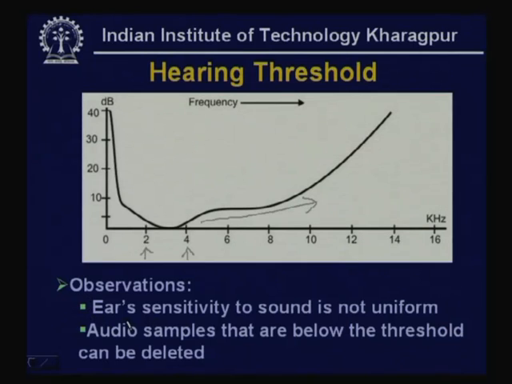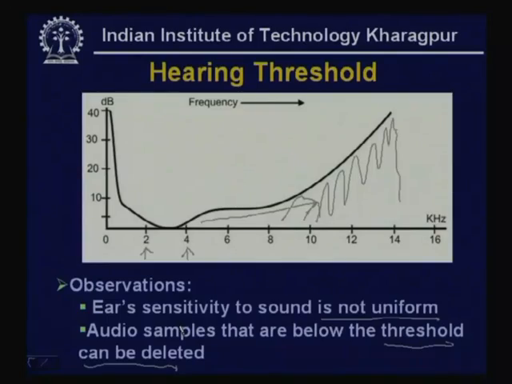Our observation is that ear sensitivity to sound is not uniform. We do not hear everything equally, all the frequencies. So, audio samples that are below the threshold can be deleted. What is the point of sending signals with amplitude in this range of higher frequencies? In any case, the ear will not hear them. So, it is better to discard them and save bandwidth of the medium of the link. That is the basic idea.